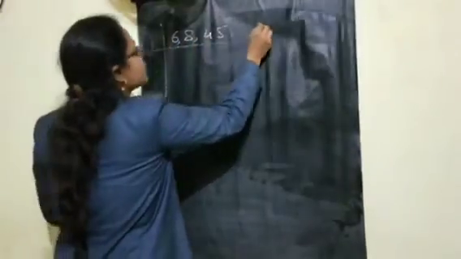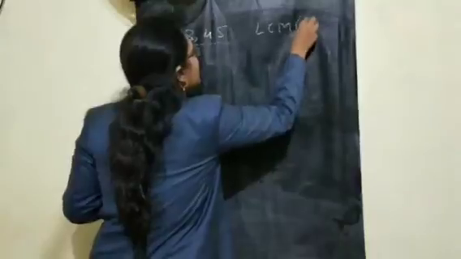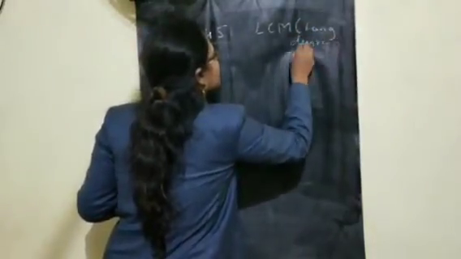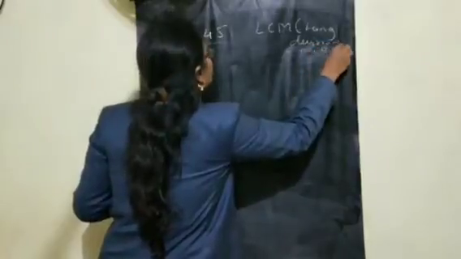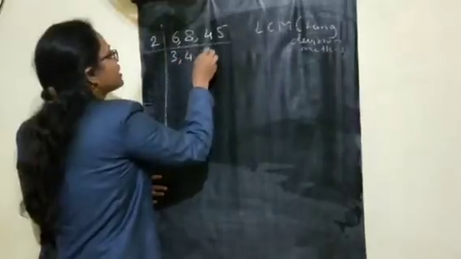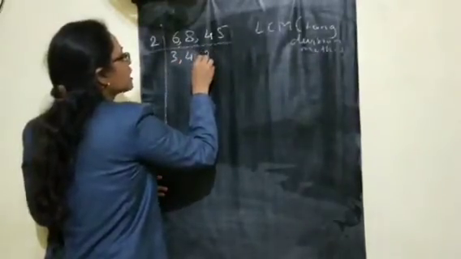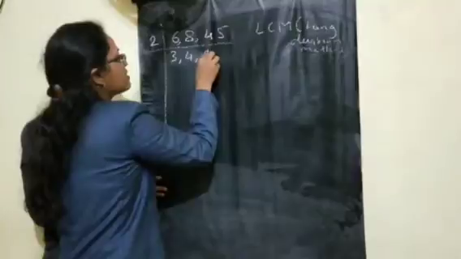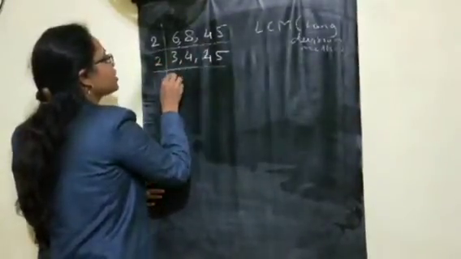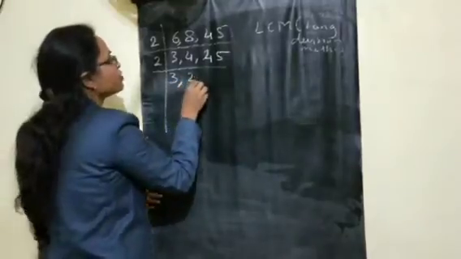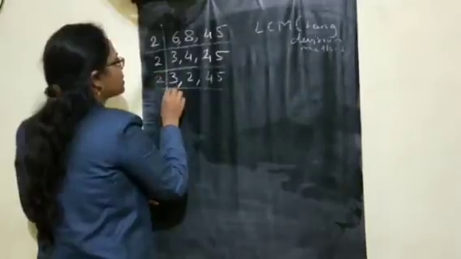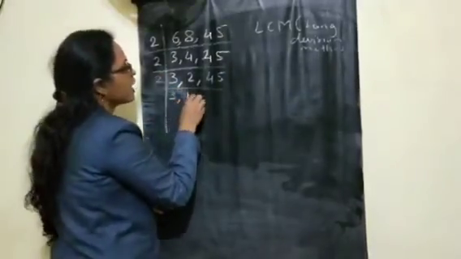LCM by the long division method. Find the LCM by long division method. Okay children. So how to solve now? Start with the prime number 2. 2 3s are 6, 2 4s are 8, 2 2s are 4. Can you divide 45? No, write it as it is. Then move to 2 once again. 3 you cannot divide, write the number. 2 2s are 4, 45 write as it is. Then still you can divide by 2. 3 write as it is. 2 1s are 2 and 45.